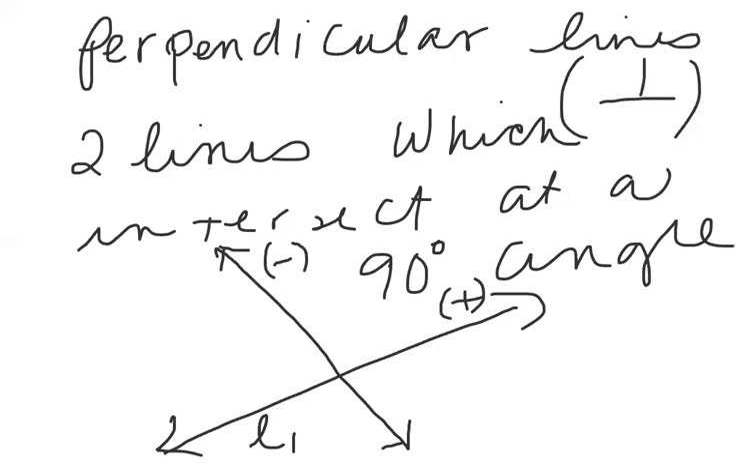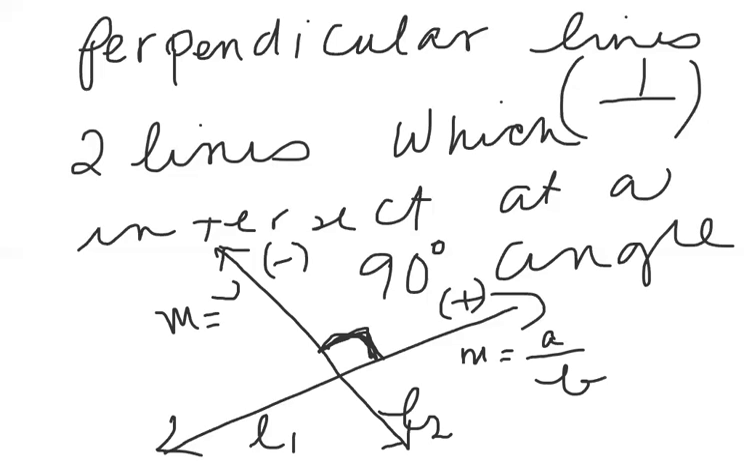One's positive, one's negative. Additionally, guys, in order for us to get to this 90-degree angle, you have to rotate line number 1 90 degrees to get to line number 2. So essentially, if line 1 had a slope of A over B, line 2 will have a slope of, because you are going to rotate this 90 degrees, the slope is going to reciprocate. So it's going to become B over A. And of course, don't forget about the fact that the signs are different, guys.